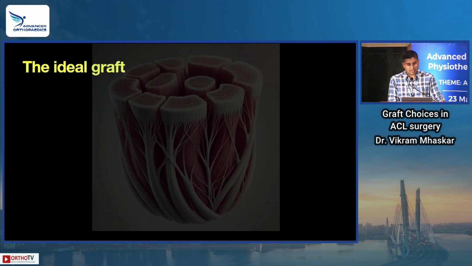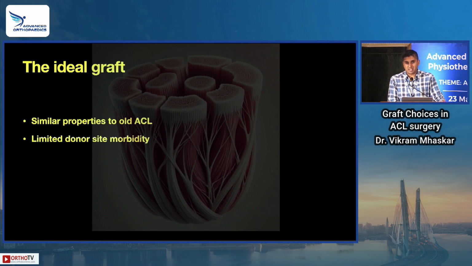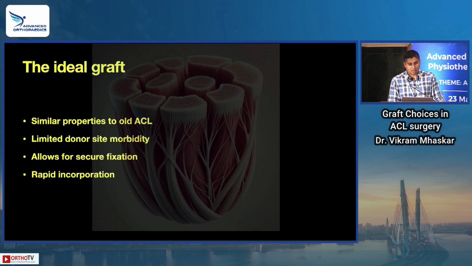So what is the ideal graft? It should have certain characteristics. It should be in similar property to the old ACL. There should be limited donor site morbidity. That means from where you're taking it out, it shouldn't cause too much problem there, or by taking it out, you shouldn't be creating another bane for the patient. And it should allow for secure fixation. It shouldn't be really fragile that when you try to fix it, it breaks. All right? And it should incorporate rapidly. That means the body should accept this graft quickly.